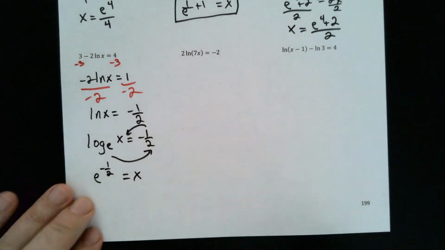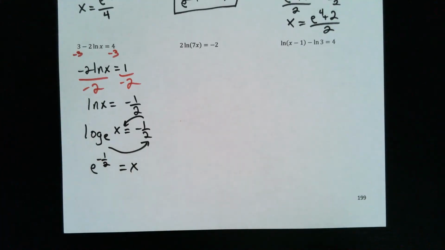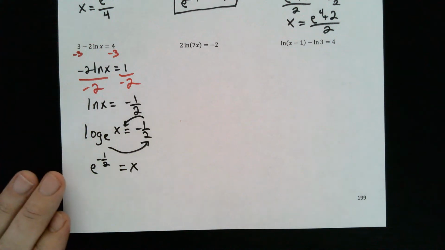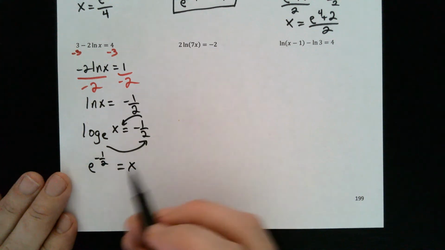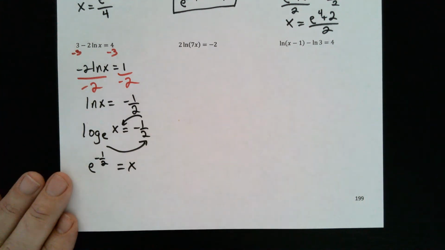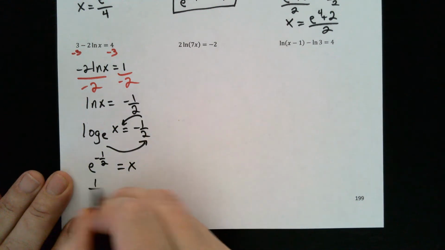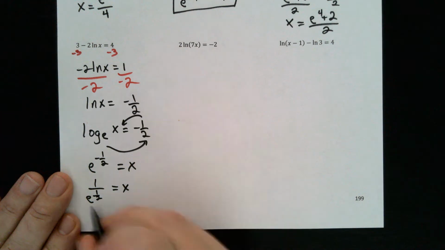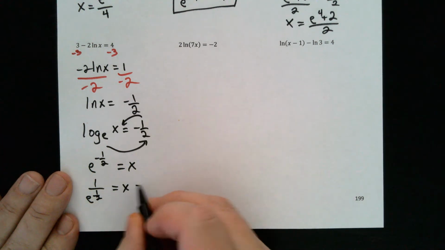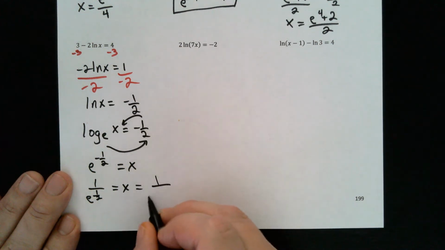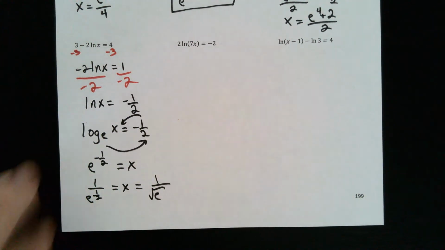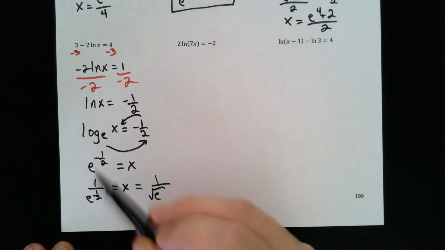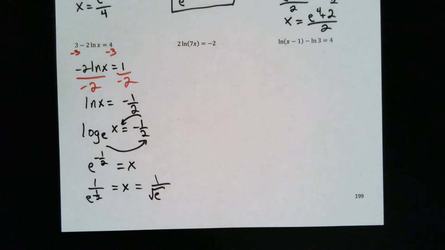And that's usually fine to write it in that way, but you may need to write this as a positive exponent, which means you need to bring it underneath, which would be 1 over e to the positive 1/2 equals x. And you could also rewrite the 1/2 exponent as a square root, so you could write it as 1 over square root of e. And that's probably the best way to write it here, but all 3 of these are correct, just depending on the form that you want to write it in.